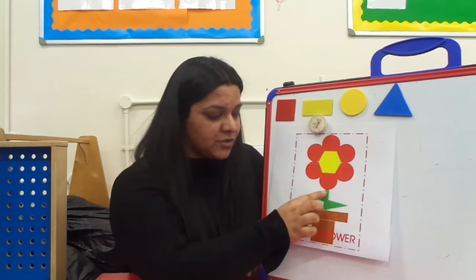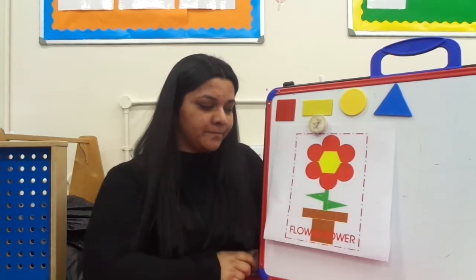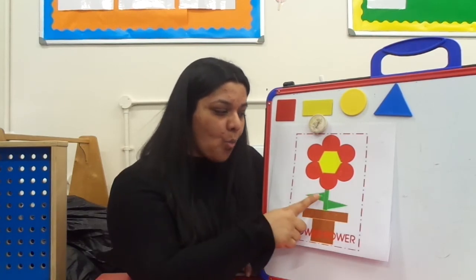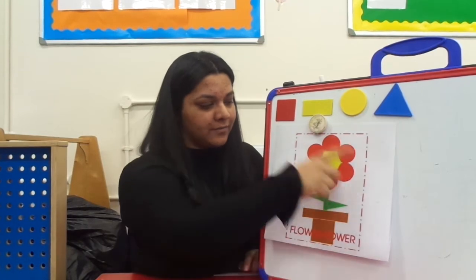Can you see? Should we count all of the corners of the triangle? 1, 2, 3, and now the sides. 1, 2, 3. How many triangles are there? Can you count with me and get your Peter pointer ready? 1, 2. There are 2 triangles in our flower.